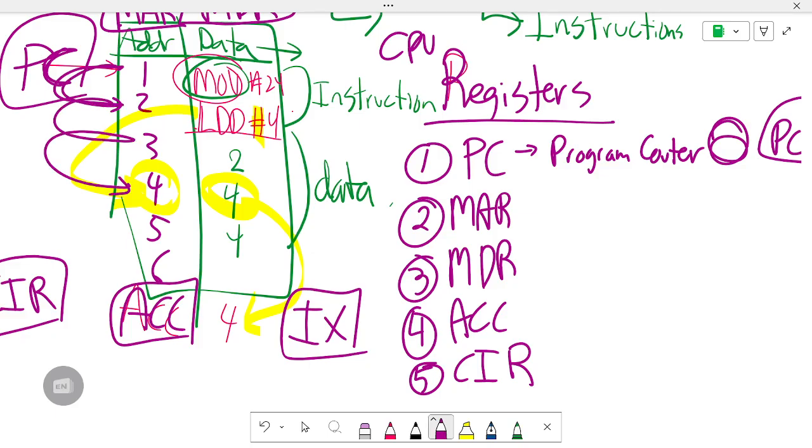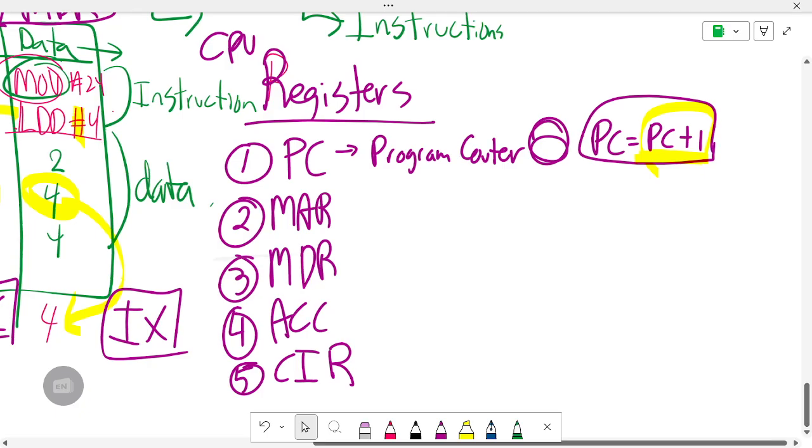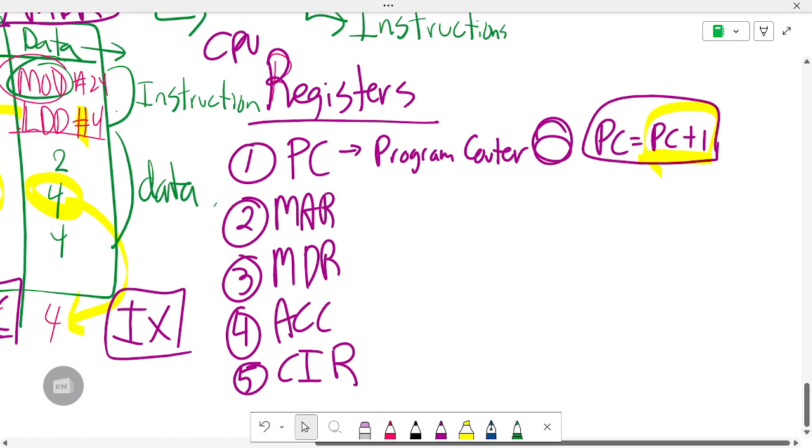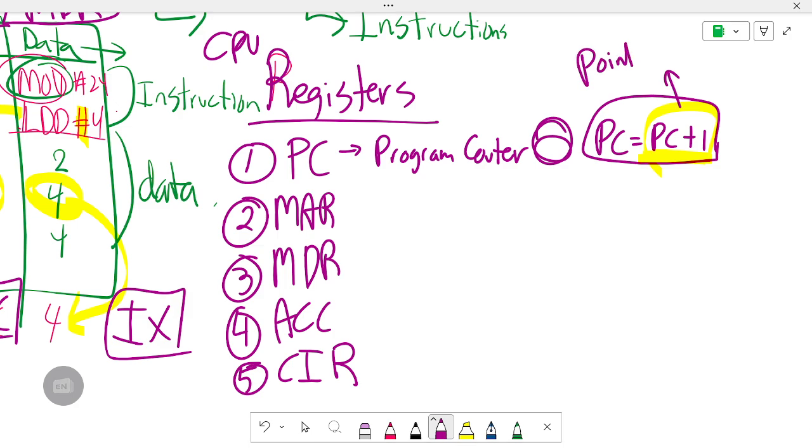Right? So the first thing to know is every time you go through a cycle, the program counter increments to the next instruction. Let's write this down. Program counter plus 1. What does it mean? Every cycle it points to the next instruction.